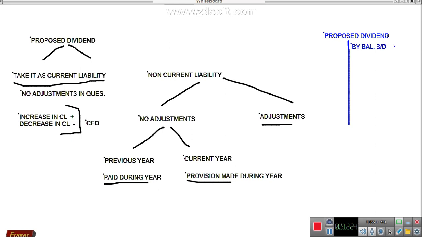Here you will write by balance brought down. On the debit side you will write to balance carried down. This is the closing balance.